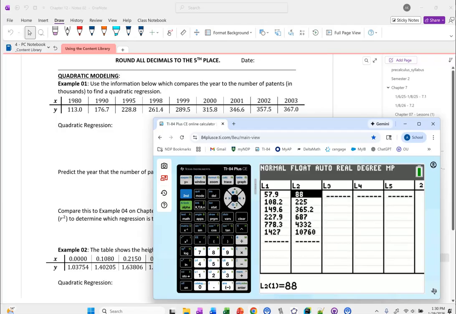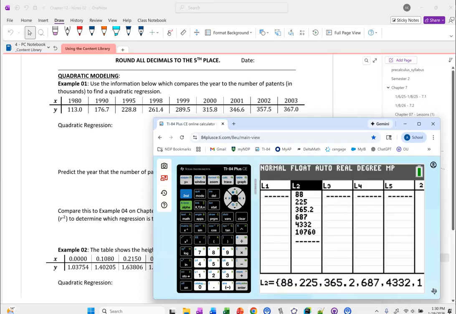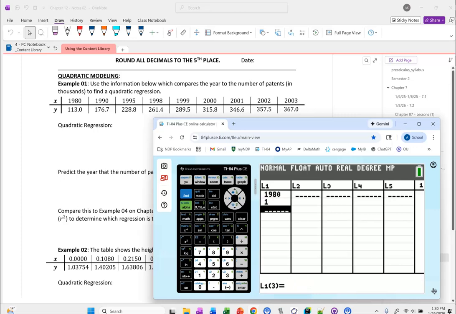And we're going to type the x's into L1 and the y's into L2. Wait, how do you clear them? So if you move your cursor up to the title and then press the clear button, not delete, and the down arrow, it wipes the whole column.